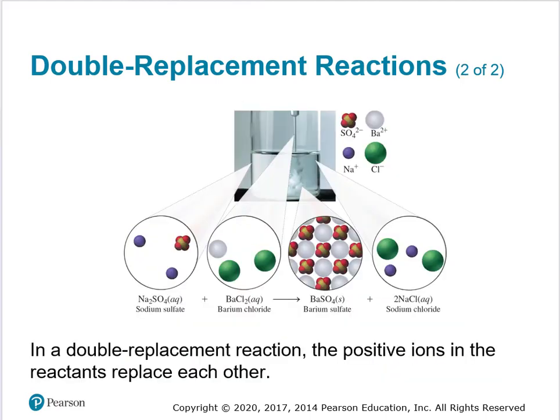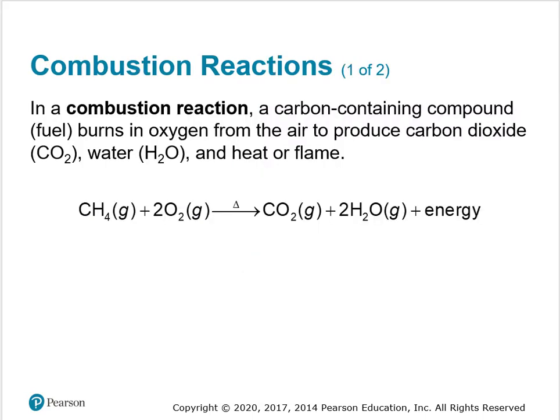Here's an example at the molecular level showing the sodium sulfate plus barium chloride. Breaking bonds, rearranging bonds, the sodium and the barium are switching spots, so I'm left with barium sulfate and sodium chloride.